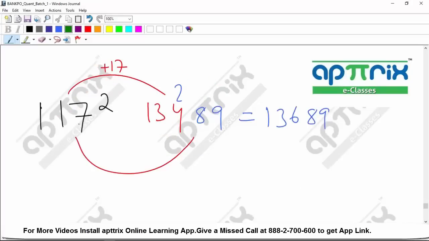Coming back, I will repeat 117. Rahul, try to understand this. 117 whole square is just subtract 100, you will get 17, right, with a plus sign, because 117 is more than 100. That's why plus sign. So plus 17 you are getting here. Now just add plus 17 to 17, you are going to get 134.